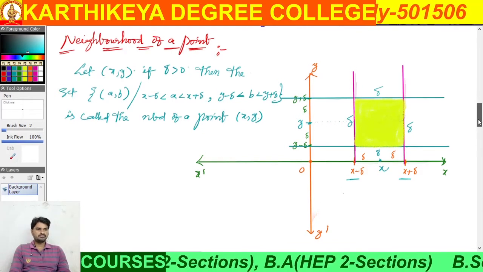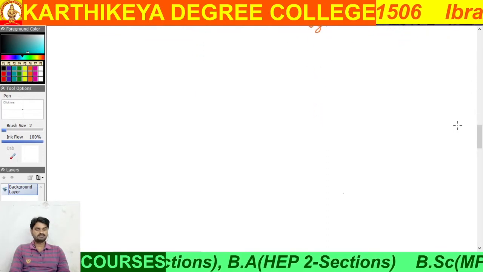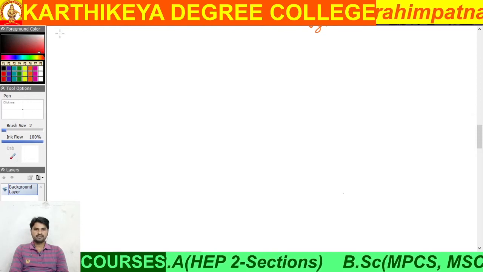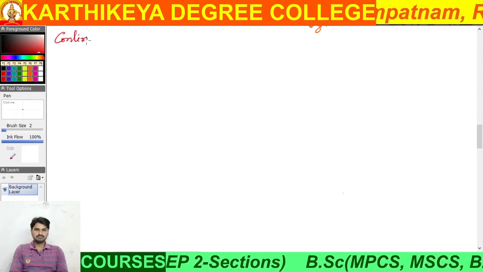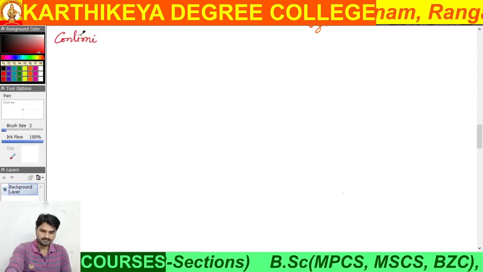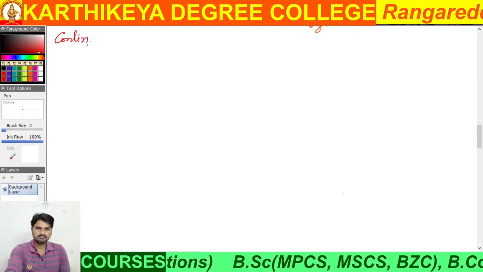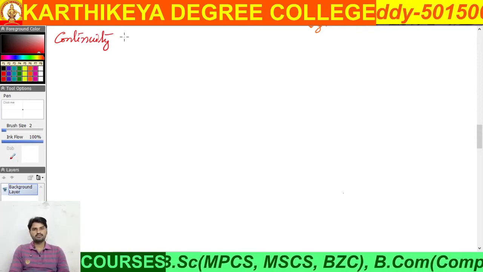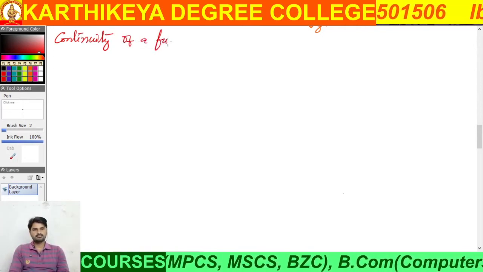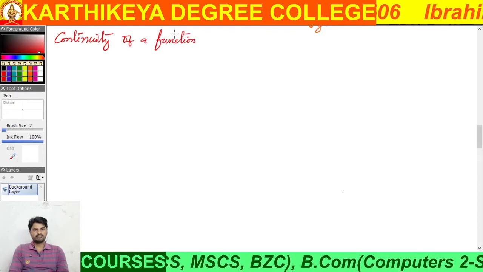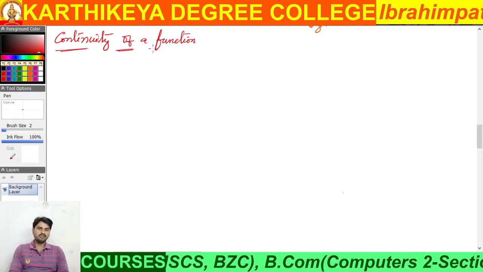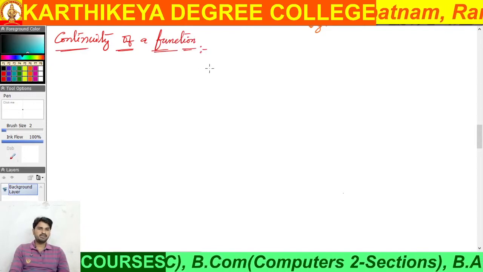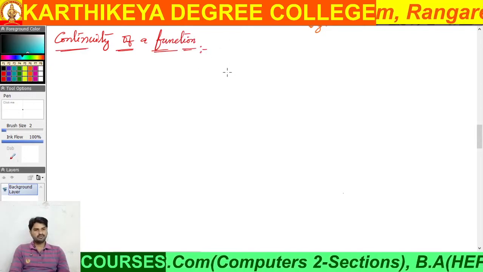Okay, now let me start about continuity. Next definition is, what is that? Continuity of a function. Already we know the continuity of a function in one variable. So let me recall the continuity of a function in one variable.